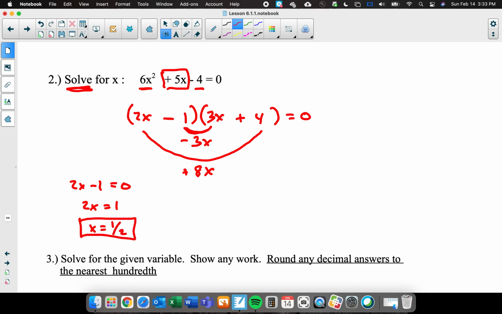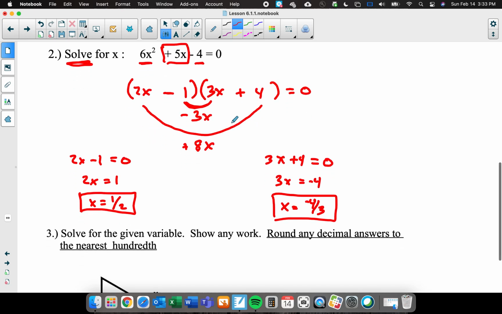There's my first answer. Then we take the 3x plus 4, set that equal to 0, and same thing, we solve. So 3x equals negative 4, divide both sides by 3, and I find out that x equals negative 4/3. There's my second answer. So there are your two x-intercepts in this case. Here's another one of those factoring ones. You're going to keep seeing those over and over again as we work our way through.